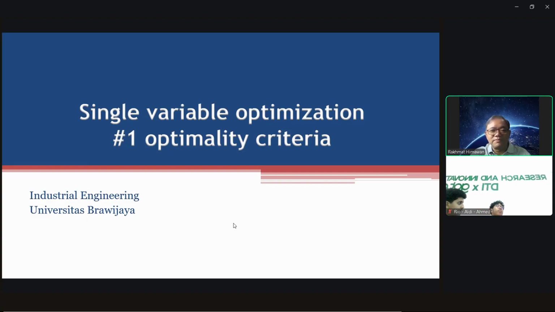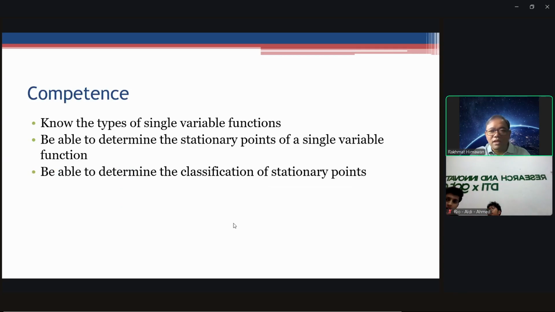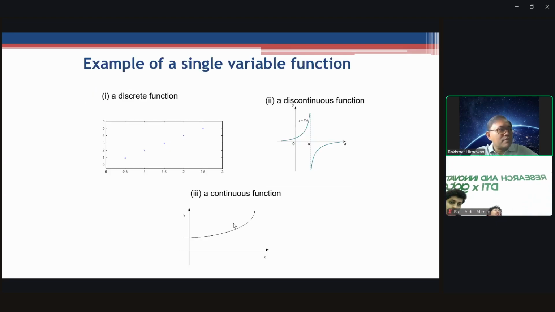Okay, so here, this is what we're going to learn about: the types of single variable functions, then determining stationary points, and then classification of stationary points. So several examples of a single variable function. We have three types: discrete, continuous, and discontinuous. For the discrete, you can see that it's only points, at 0.5, 1, 1.5, 2 on the x-axis.